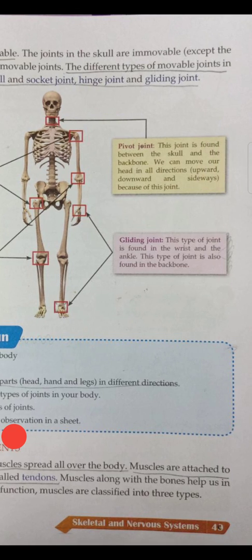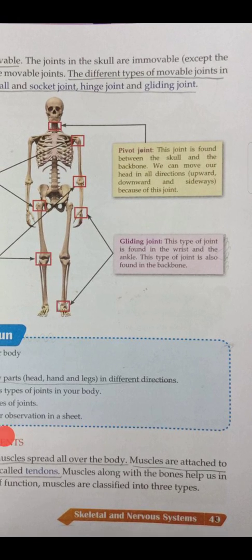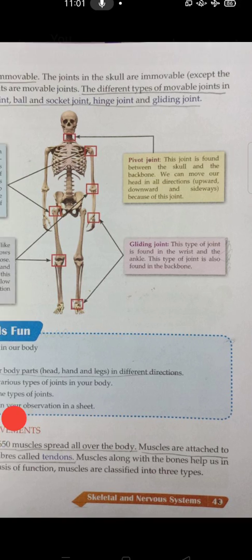Okay, dear children. Next one, gliding joint. This type of joint is found in the wrist and in the ankle. See here, if you look at the picture, you can find them here. These both are gliding joints. This type of joint is also found in the backbone. Even this gliding joint is available in our backbone also.